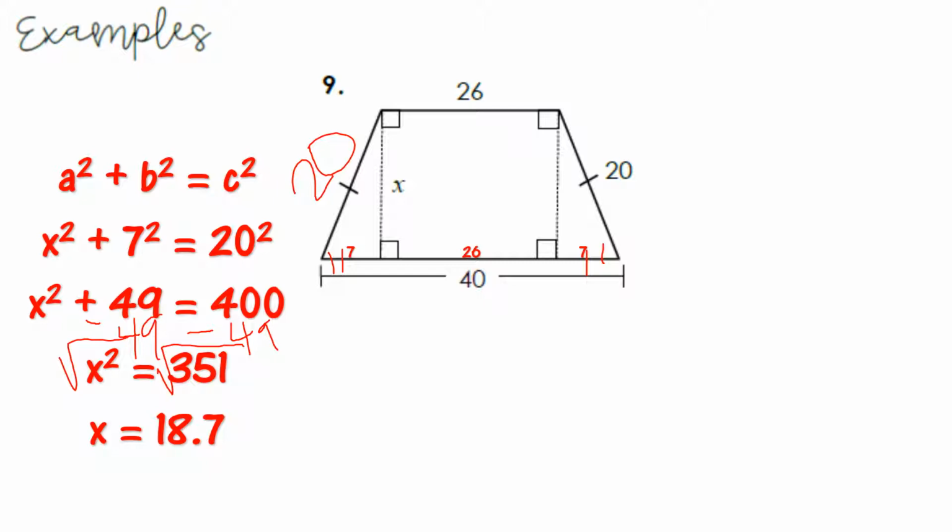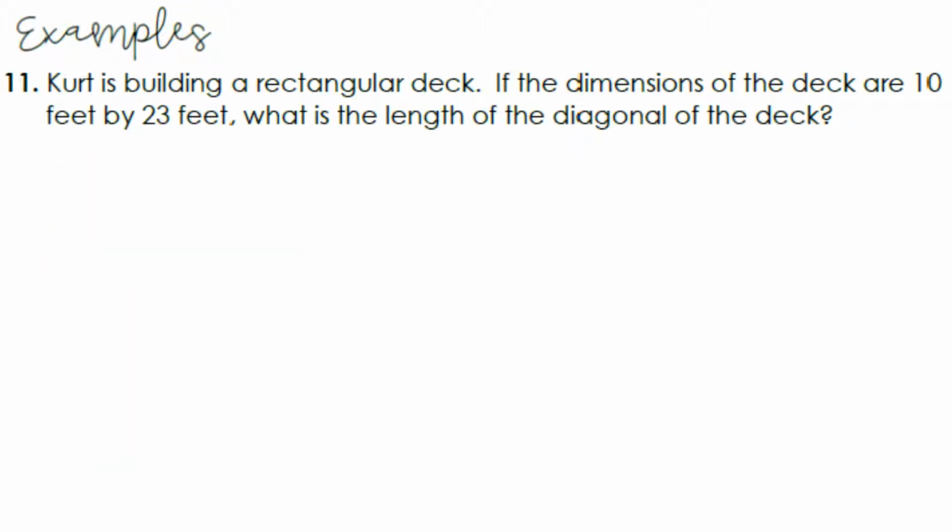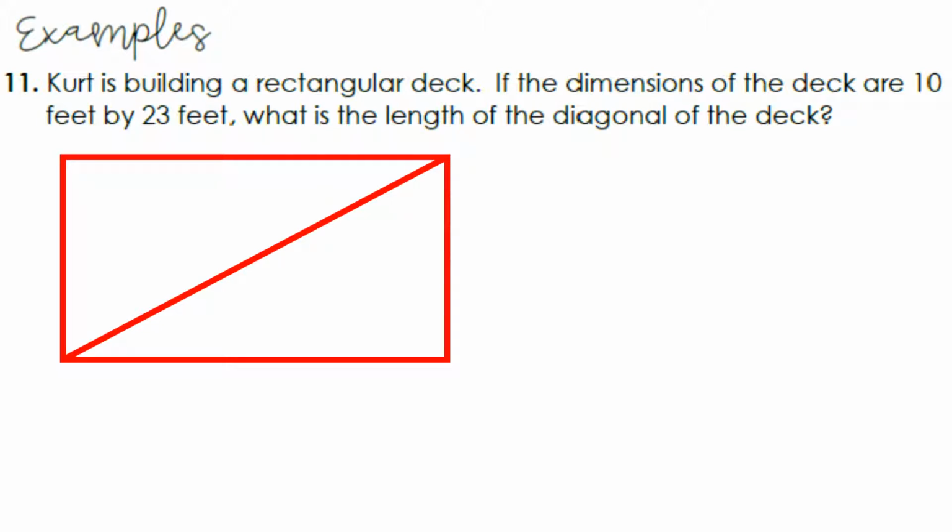Okay. Now we're going to talk about some word problems. When I work the word problems, which in your examples are 10 through 13, the very first thing I want to do is I want to draw a picture because I want to know what I'm looking at. So on this example 11, it says that Kurt is building a rectangular deck. Okay, so I have a rectangle.